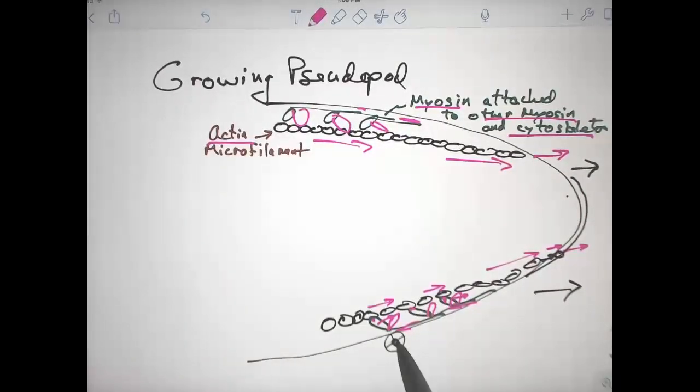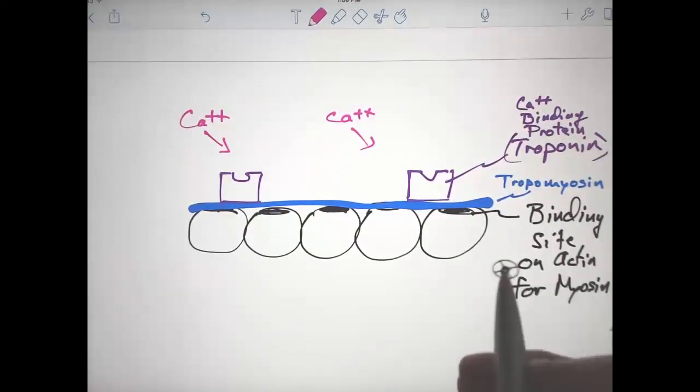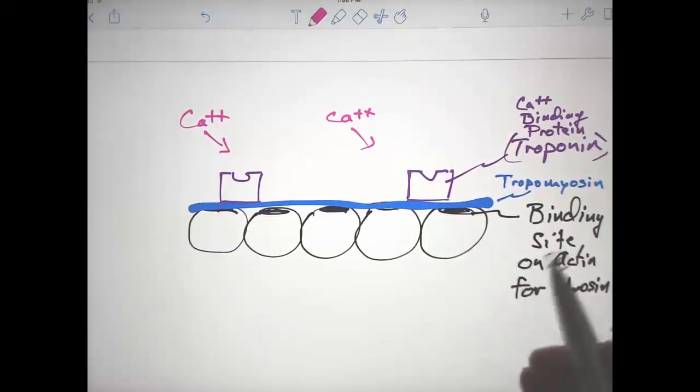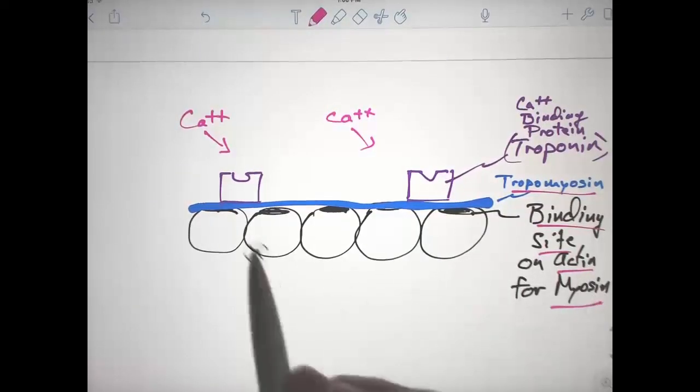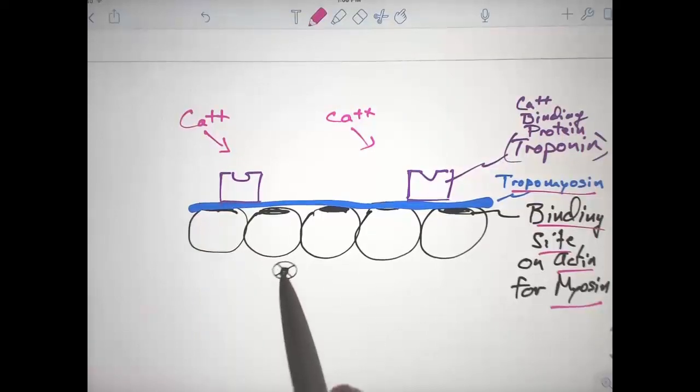So what actually triggers this to start? There are multiple mechanisms. One of the major ones involves tropomyosin, a binding protein that covers the binding sites on actin where myosin can bind. So when those are covered, a myosin head cannot bind. There can be no interaction.